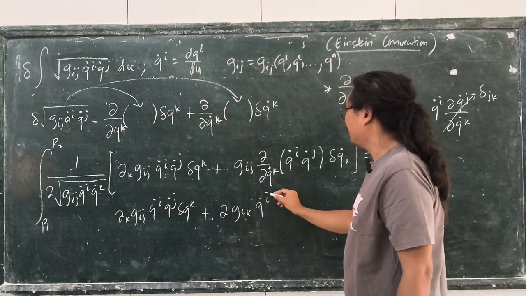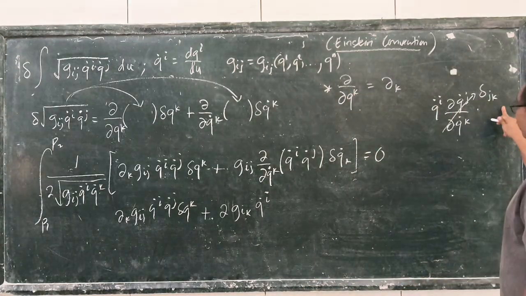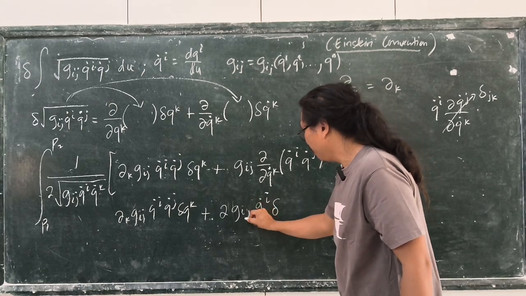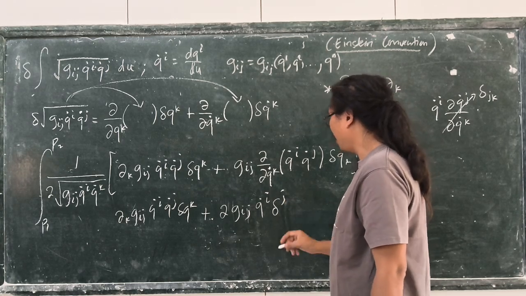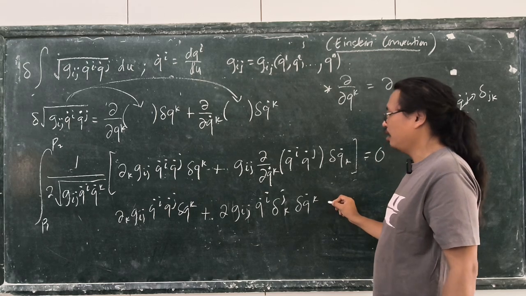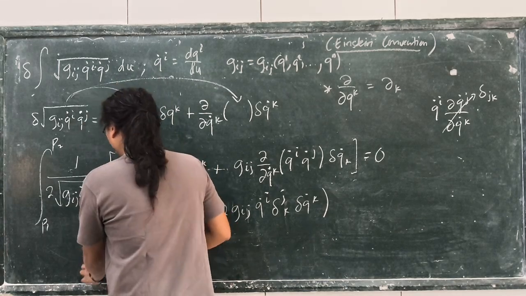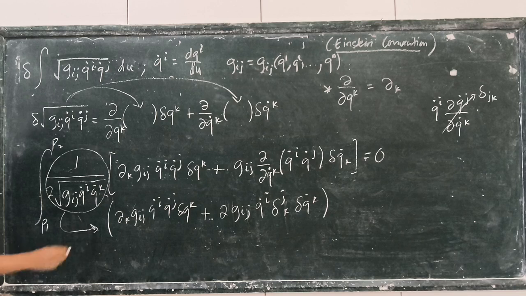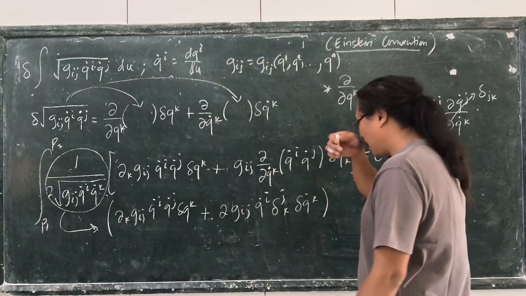Q dot I, because this will be Kronecker delta JK, delta Q dot K. The integral, so you have this whole thing direct. I don't have that yet; we will continue in the next step.